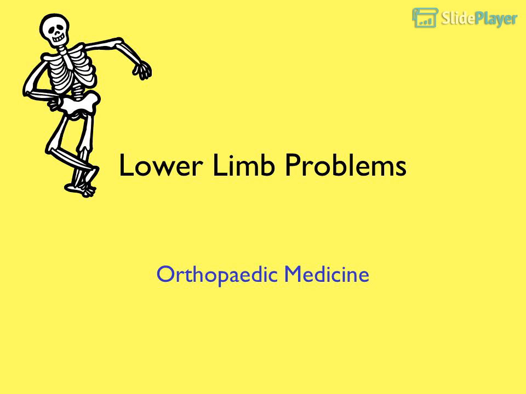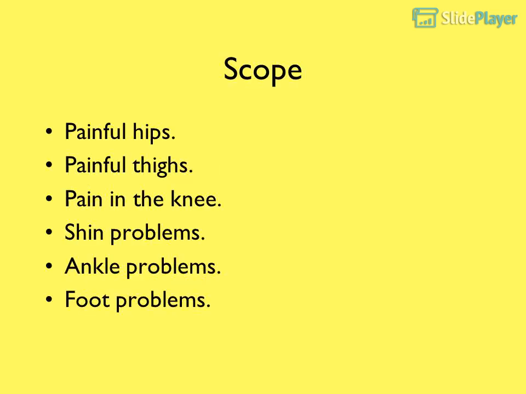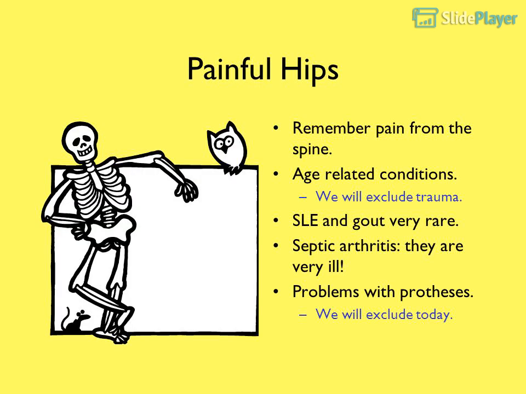Lower limb problems. Orthopedic medicine. Scope: painful hips, painful thighs, pain in the knee, shin problems. Ankle problems. Foot problems, painful hips. Remember pain from the spine. Age-related conditions.